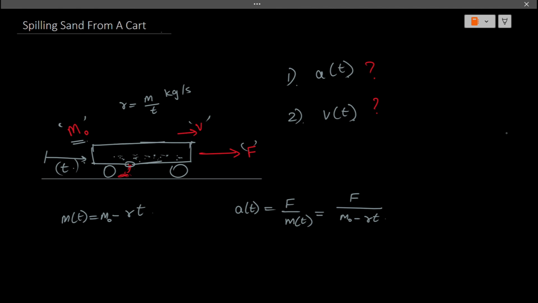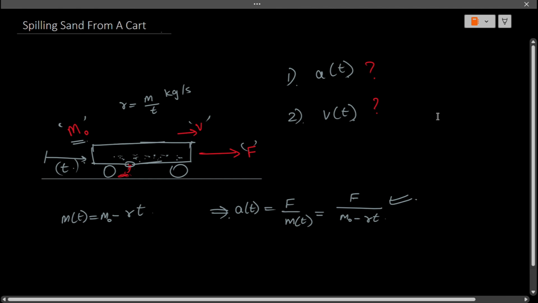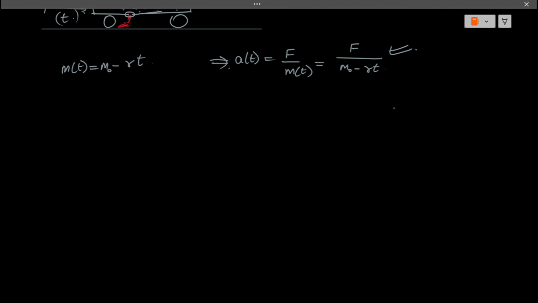Right, so we have the acceleration as a function of time. We have our very first answer, and this was it for the acceleration as a function of time. Now since we are to evaluate the velocity as a function of time, we know that a is equal to dv over dt. It's just the rate of change of velocity, right?